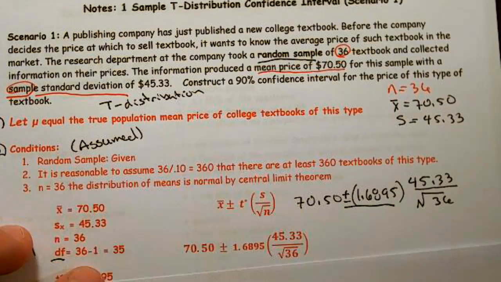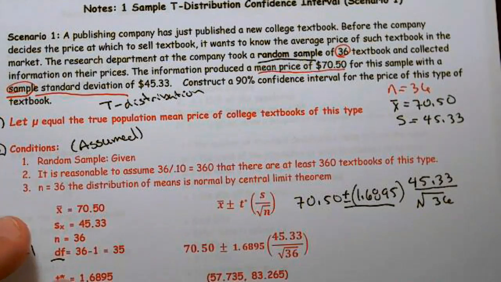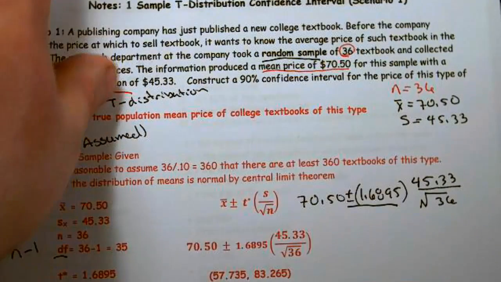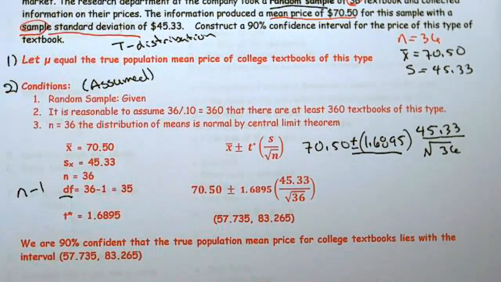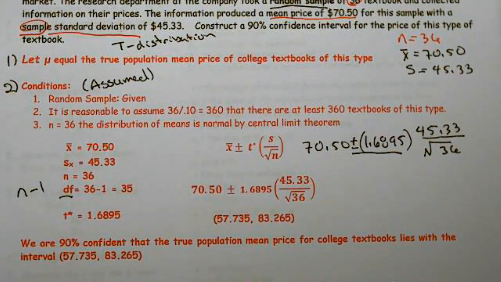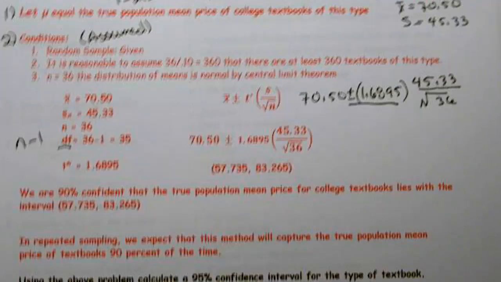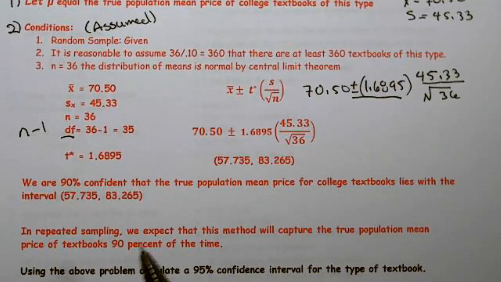And then I calculate, and I end up getting 57.735 and 83.265. So there's my interval. So now that I've done my interval, I need to write my conclusion. Well, what is my conclusion? We are 90% confident that the true population mean price for college textbooks lies within the interval $57.73 to $83.26. We can also say that if we did this over and over again and repeated sampling, we expect this method will capture the true population mean price of college textbooks 90% of the time.